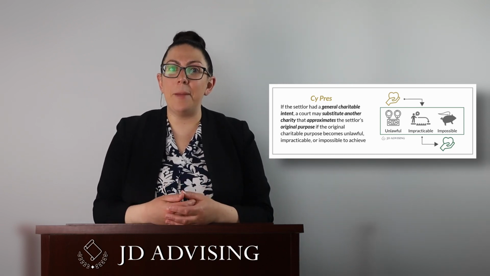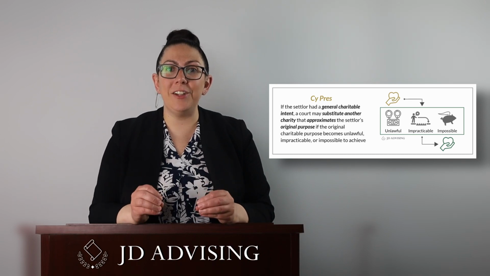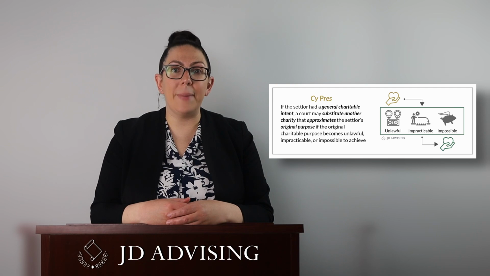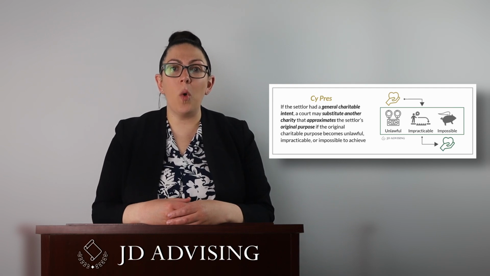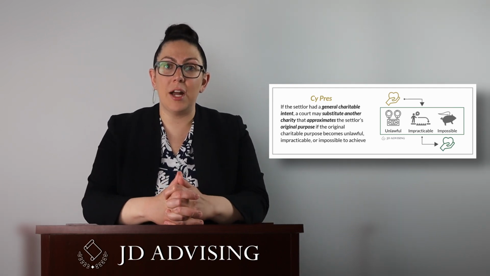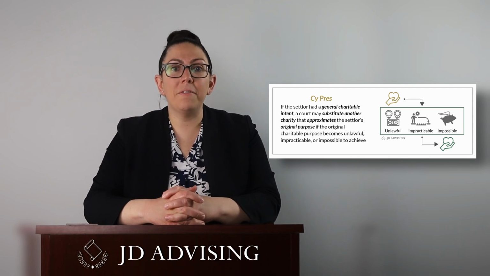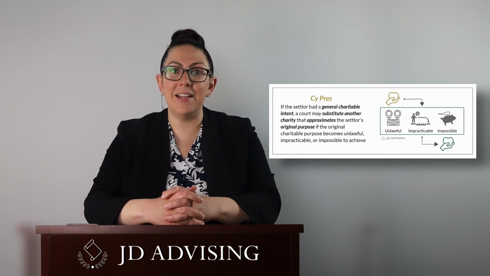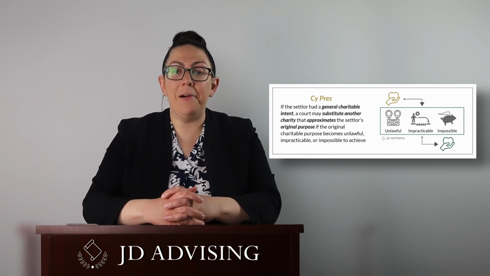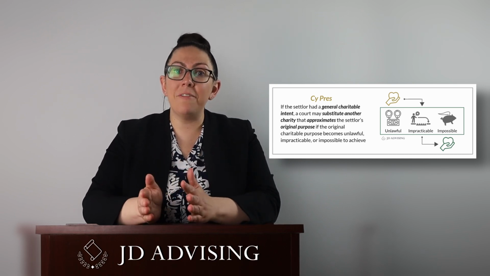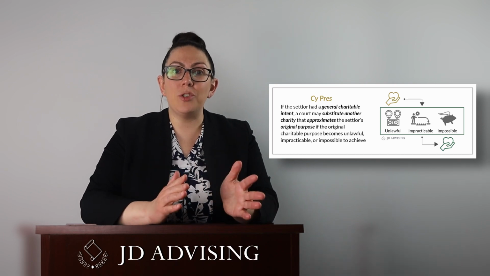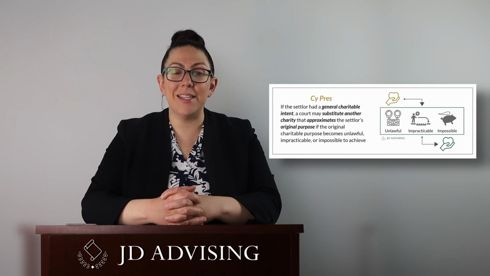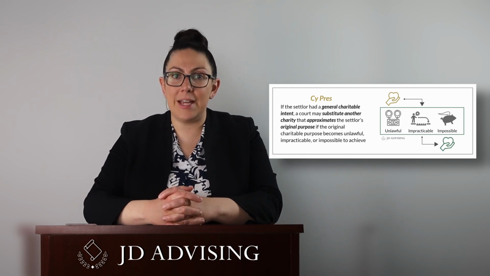Under the doctrine of cy pres, if a particular charitable purpose has become unlawful, impracticable, or impossible to achieve, and no alternative charity is named in the trust, and if the court finds that the settlor had general rather than specific charitable intent, then the trust will not fail. Instead, the court will modify the trust and dictate that the trust property be applied or distributed in a manner consistent with that settlor's general charitable intent.